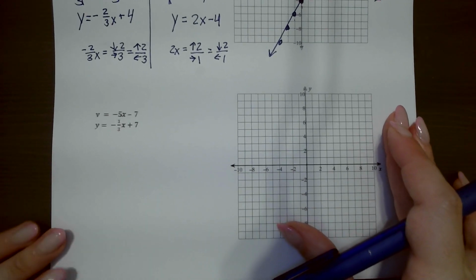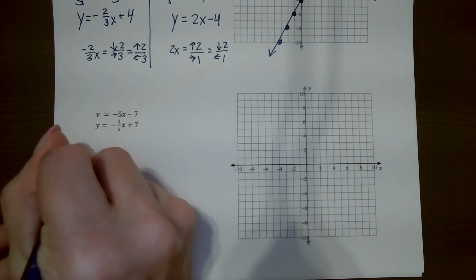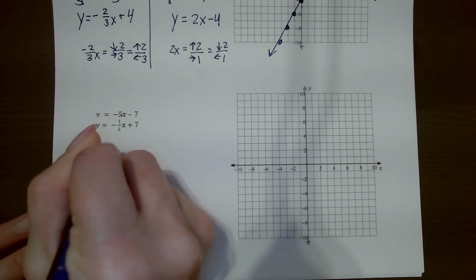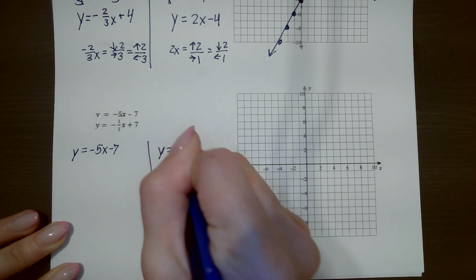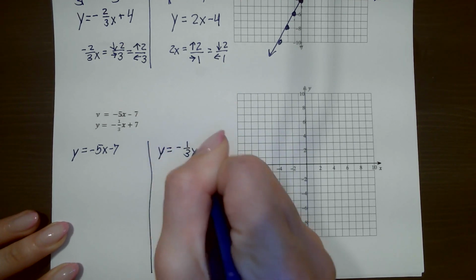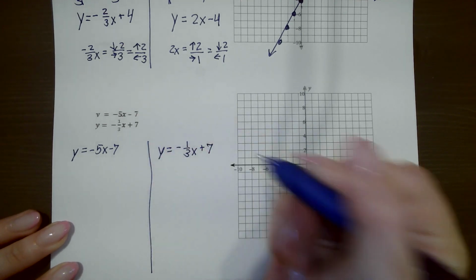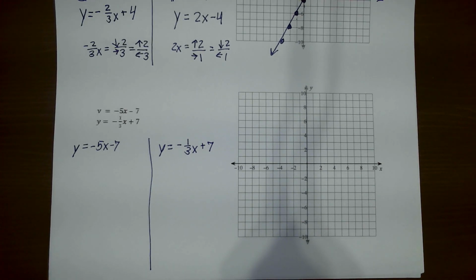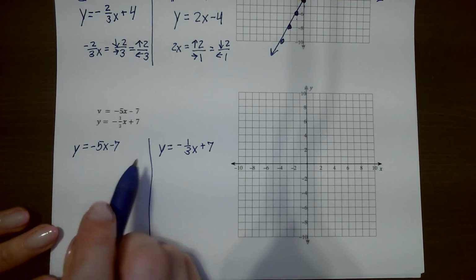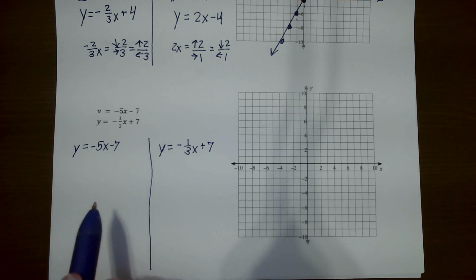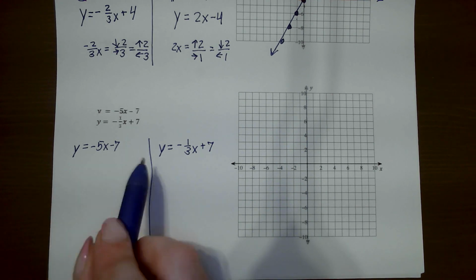Again, graphing. This time we have y equals negative 5x minus 7 and y equals negative 1/3 x plus 7. Now in this system, they've given us both equations in slope-intercept form already, which is wonderful. Love it when they do that. So I don't have to solve for y. It's already been done for me. So I'm going to start by just graphing.